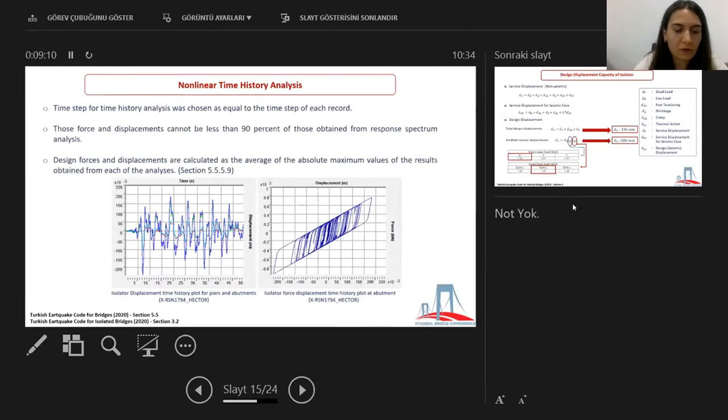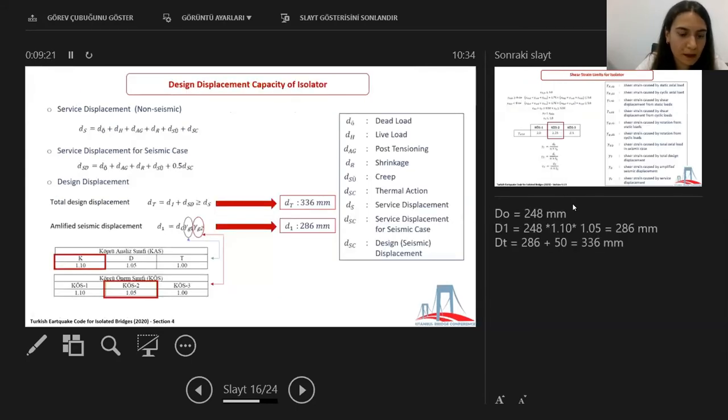These plots show isolator displacement time history and isolator force-displacement for a record of the Hector Mine earthquake. And the code gives displacement amplification factors specific to the bridge classes. Here we need to amplify seismic displacement obtained from analysis with 1.1 and 1.05. Total design displacement is calculated by adding service displacement for a seismic case to amplified seismic displacement.